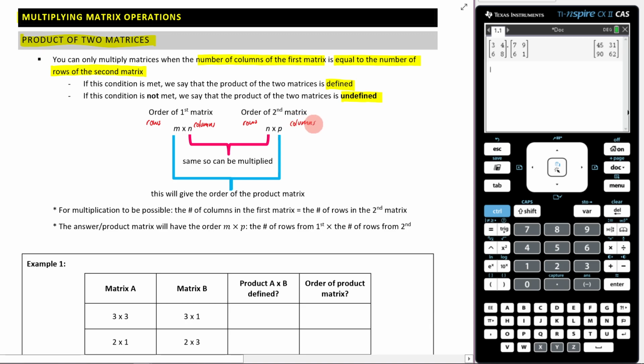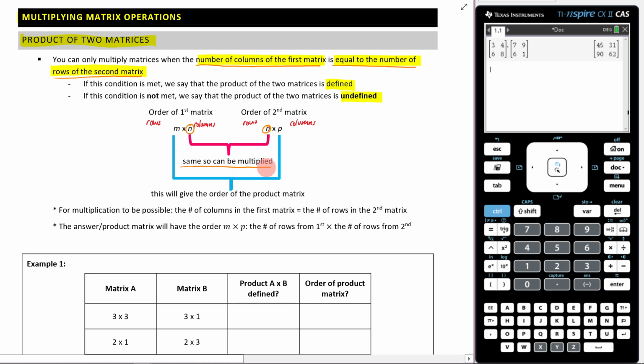Now, according to my definition up here, in order for matrix multiplication to be able to take place, the number of columns in the first matrix has to be equal to the number of rows in the second matrix. And sure enough, I have n columns in the first matrix and n rows in the second matrix. So because the amount of columns in the first is equal to the amount of rows in the second, we can multiply these matrices. As you can see here, we've got same, so can be multiplied.